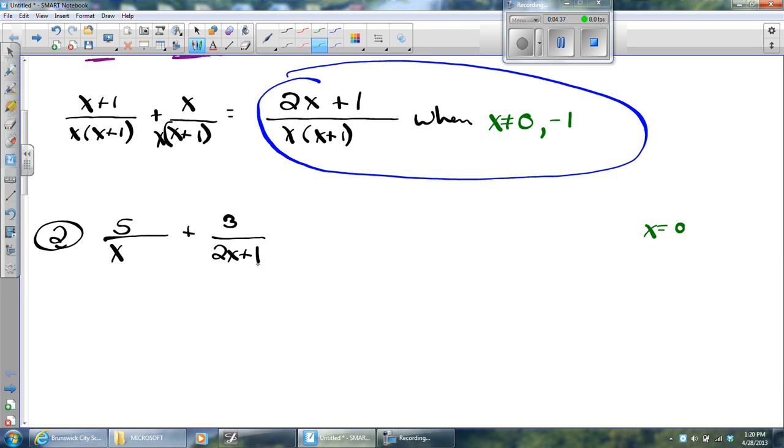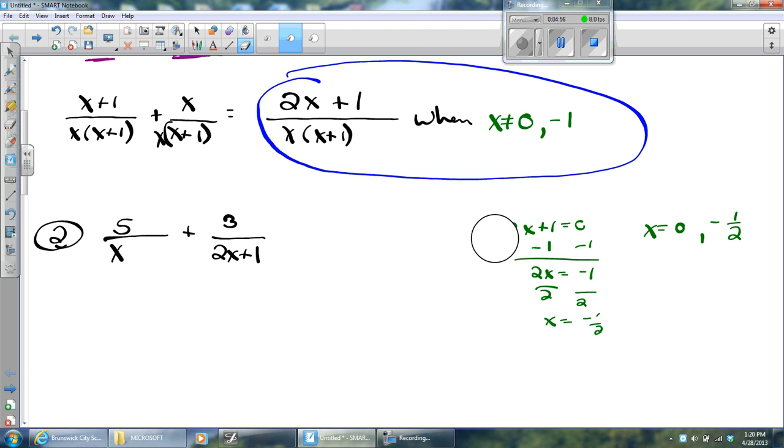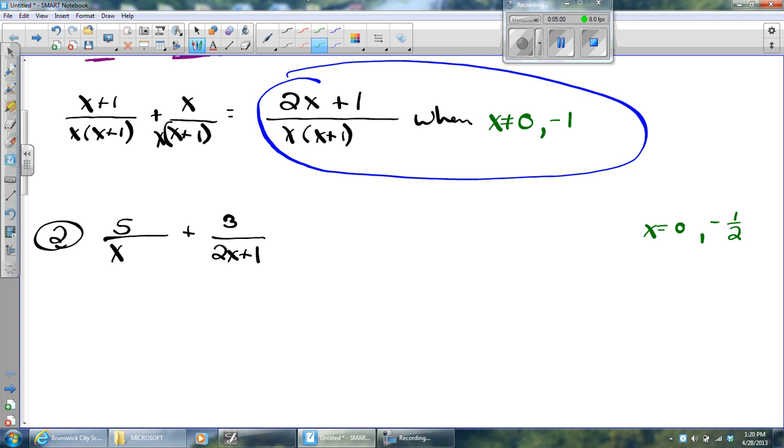Right there. What will turn that to 0? Well, I can go 2x plus 1, set it equal to 0. Solve for x. Divide by 2. X will equal -1/2. So there's my two restrictions. X cannot be 0, x cannot be -1/2.